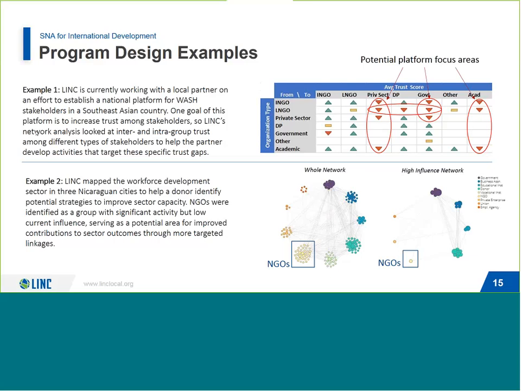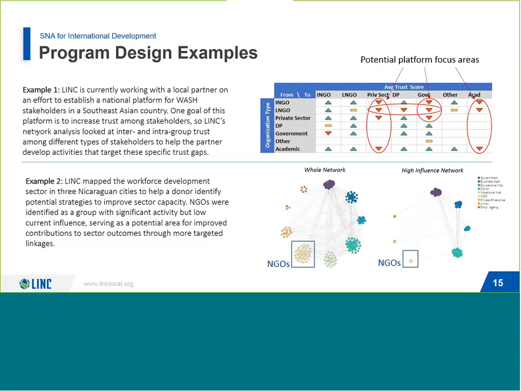So our analysis is looking specifically at both intergroup trust, so between, for example, local NGOs and international NGOs or local NGOs and the government, as well as intra-group trust, so organizations within each of those, to help the partner better target those gaps and really develop programming that is specific to where the trust gaps are. And so you can see here a very basic representation, a bit of a stoplight sort of representation of the trust levels based on our analysis between different types of groups.